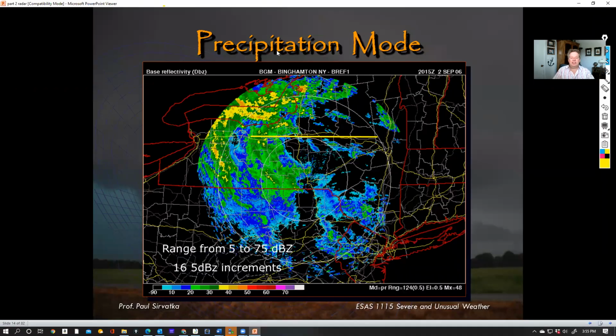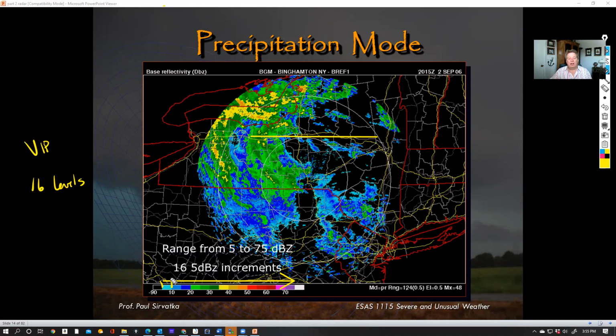When it's operating in precipitation mode, the only range that it's going to give you is this range here. There's 16 colors, 16 levels. And these are what we call the VIP levels. Remember, video, integrator, and processor. So there's 16 VIP levels. It starts at the lowest at 5. If it's 5 to 10 dBZ, in 5 dBZ increments, it's going to be light blue.